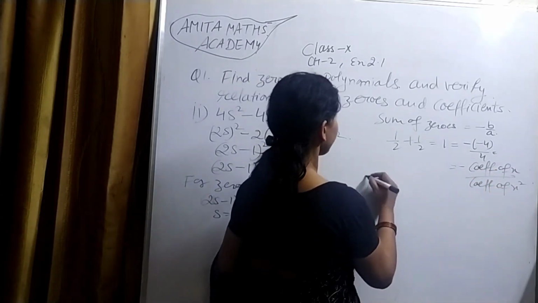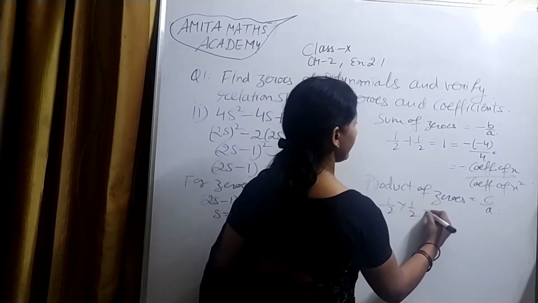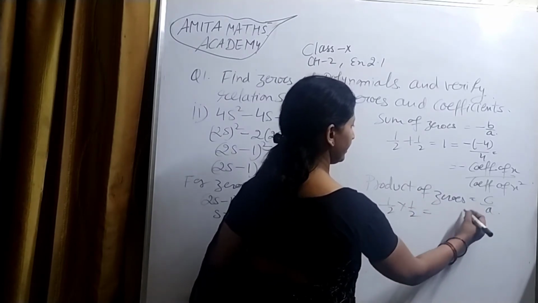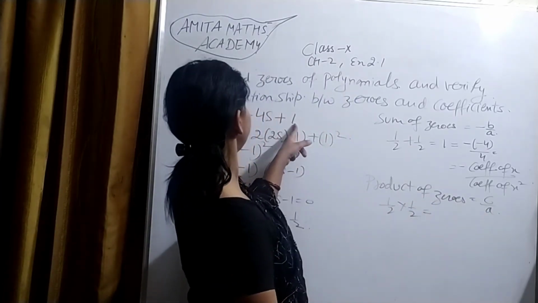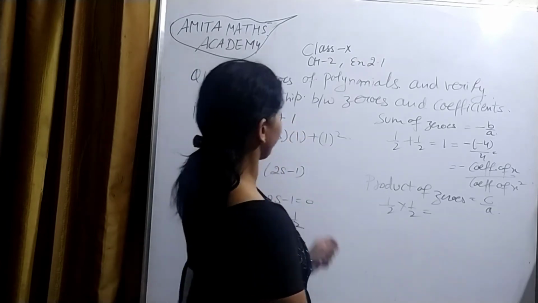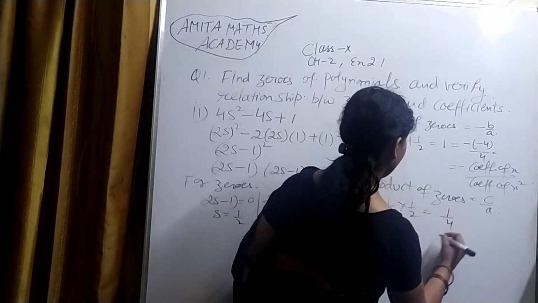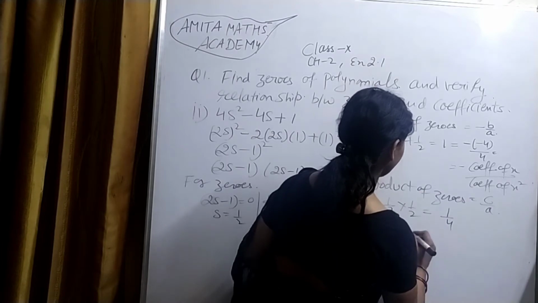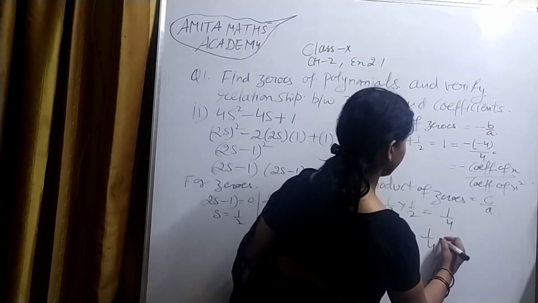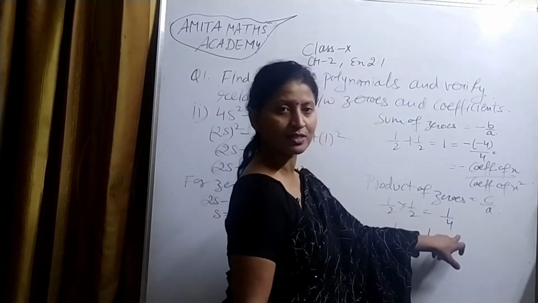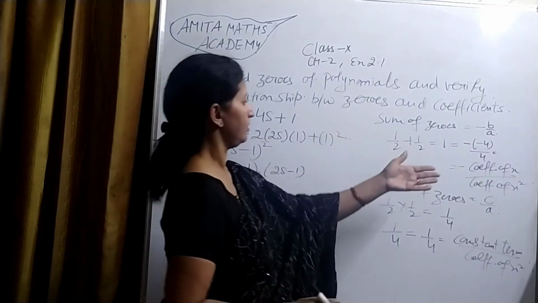Now we will find the product of zeros. Okay, and c by a: c is this one and a is 4, so it is 1 by 4. The product of zeros is 1 by 4, and this 1 by 4 is the constant term divided by the coefficient of x square.